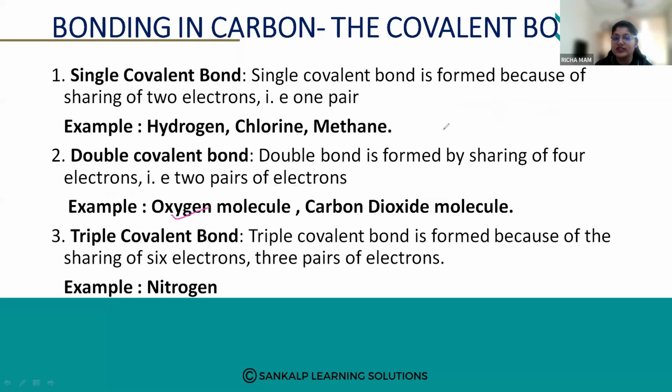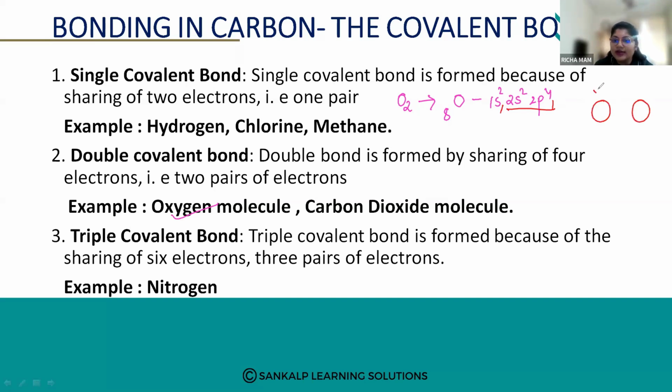So let me take an example of the oxygen molecule. Oxygen has atomic number 8. So let me write the electronic configuration: 1s2, 2s2 and 2p4. Write down the valence electrons here. Oxygen is how many? 6. Oxygen has 6 valence electrons. So let me write oxygen. Here, 2 oxygens are there.